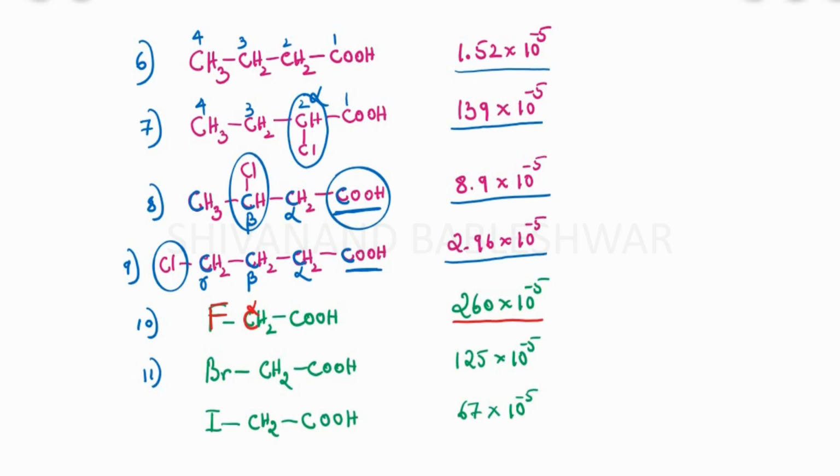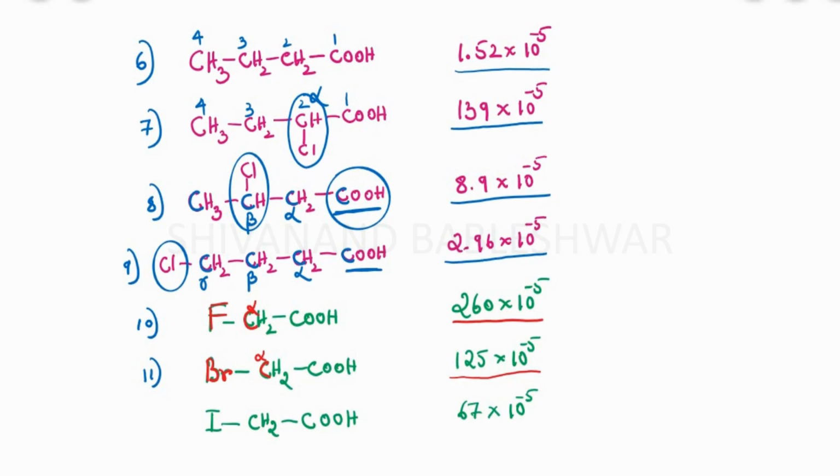So in the 11th example, this is the alpha carbon atom which is having Br, that is bromine. So bromine is somewhat less electronegative when compared with fluorine. So therefore the Ka value is just 125 into 10 to the power of minus 5.